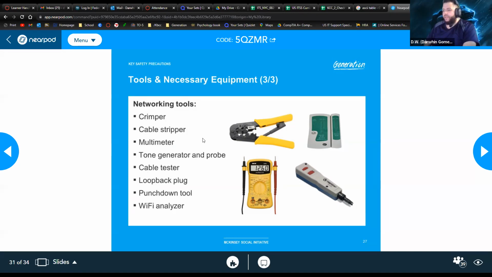We got a loopback plug. A loopback plug is something that you plug into the back of your network port, your Ethernet port, and it literally lights up if it's working. It's basically making sure that the signal is going out and is being received. That's what a loopback plug is. There isn't a picture of it here. The punch down tool and a Wi-Fi analyzer. So these are the tools that you may use to diagnose network issues, make your wires, and things like that.